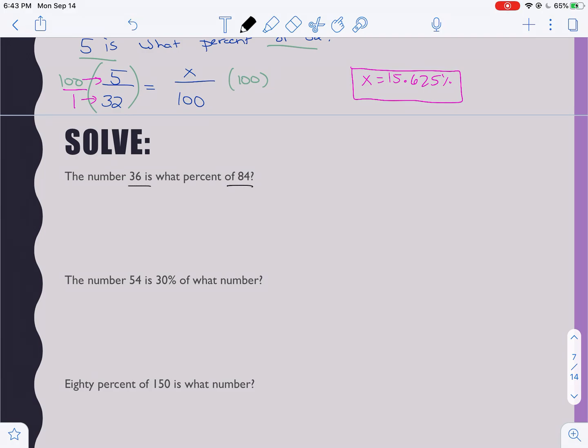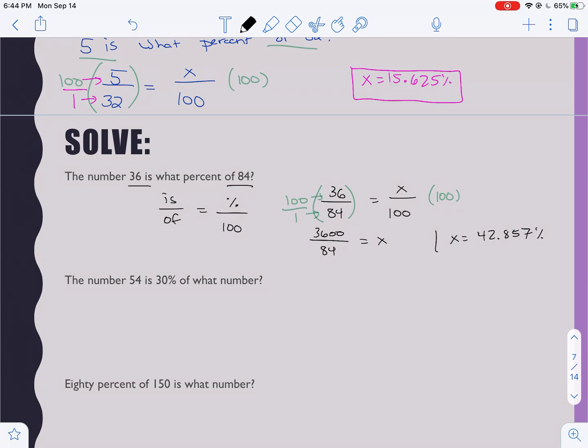The number 36 is what percent of 84? So is over of is equal to the percent out of 100. So 36 out of 84 equals what percent out of 100? So x over 100. And then to get rid of 100, x divided by 100, we can multiply both sides by 100. And that's like 100 over 1. So multiply straight across, and 100 times 36, we would get 3,600 over 84 is equal to x. And then take 3,600 divided by 84, and you get x is equal to 42.857%.